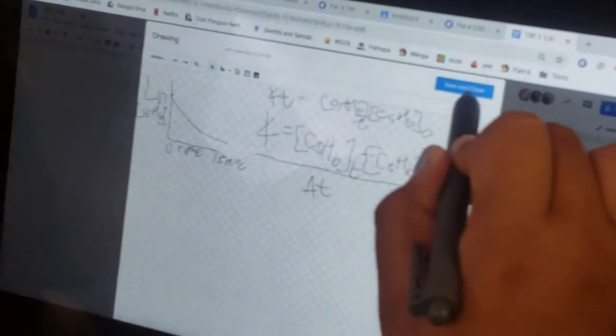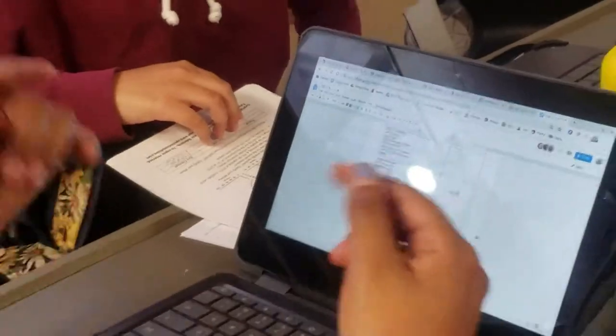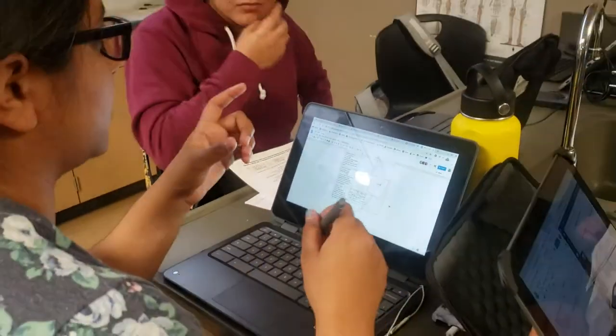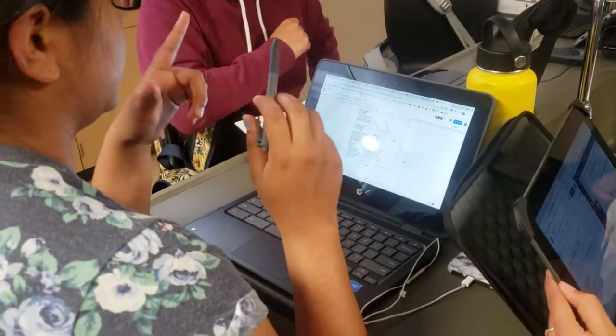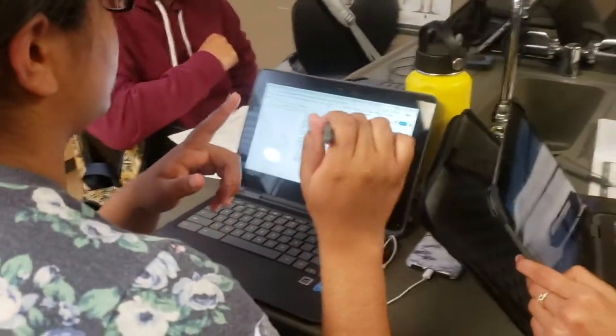The equation they gave me for finding K is the ln of A versus time. So the function is the ln at a certain time minus the ln at zero, all divided by the delta t. So let's say for example I get a triangle.